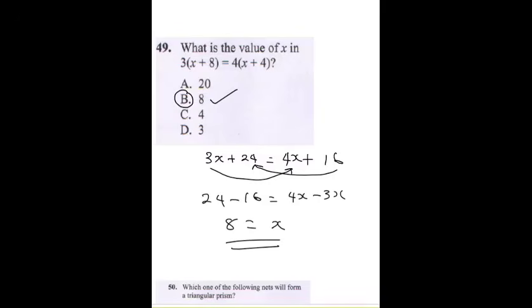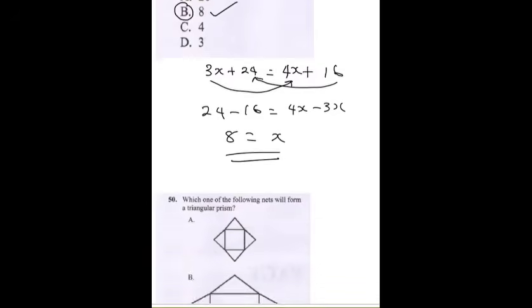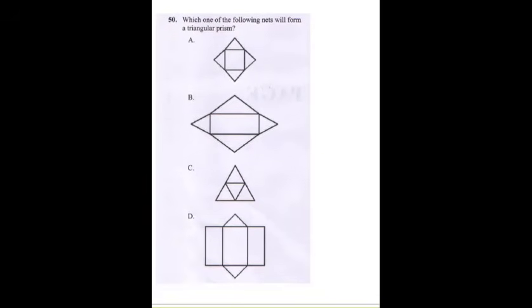So the last question for the day says, which one of the following will form a triangular prism? Now from here, this is not your correct answer because this will not form because of the cut. Same thing applies to this. The cut is also not complete, so this will not form. This will not form. The correct answer here is D. So go look at the diagram for your triangular prism. You'll see that D is the correct answer.